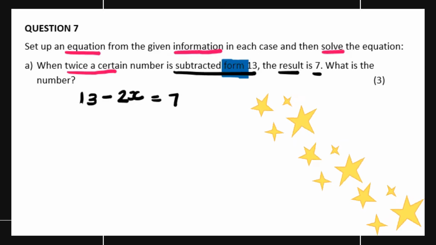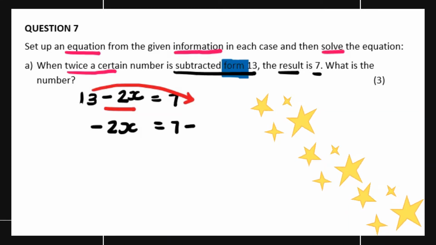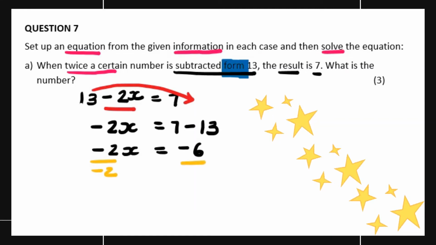The negative 2x will stay on the left-hand side and we will move the 13 to the right-hand side. Negative 2x, therefore, is equal to 7 because we are moving the 13. The positive value changes into a negative value. Negative 2x then would be equal to negative 6. Again, we need to remove the negative 2 by dividing both sides with negative 2. Our answer then would be x is equal to 3.